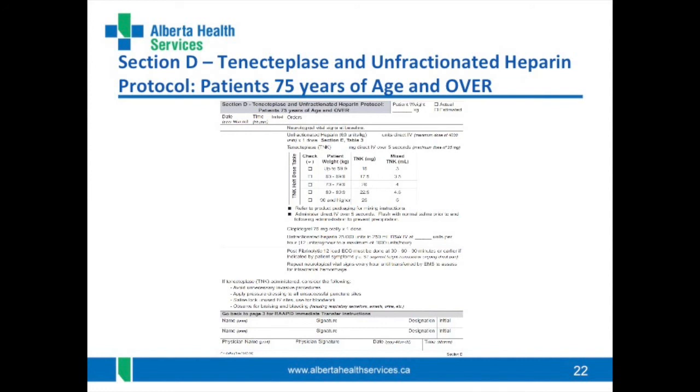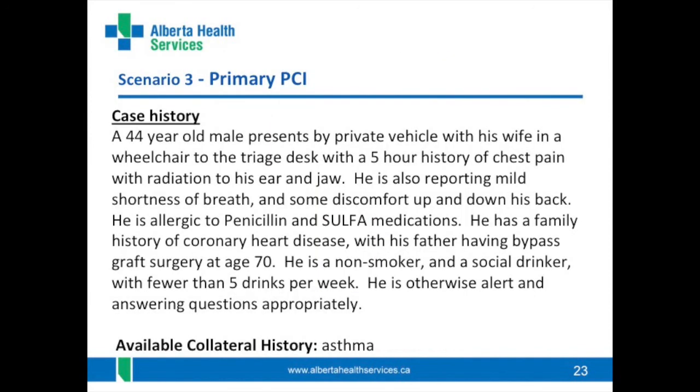Then we set you up with an unfractionated heparin infusion. That again walks you through how to do that, and then monitoring ECGs and transferring your patient as quickly as possible. Okay, so that's the bulk of the fibrinolysis treatment strategy.